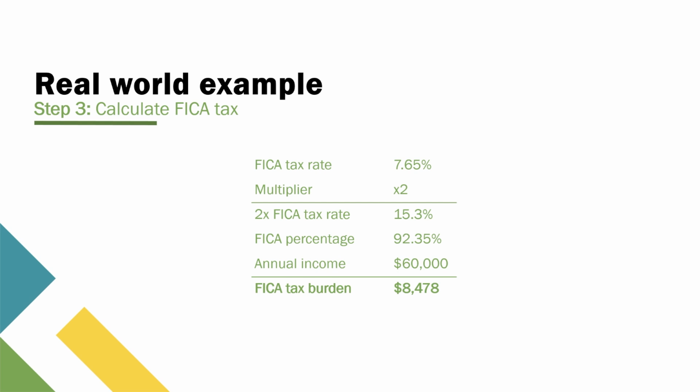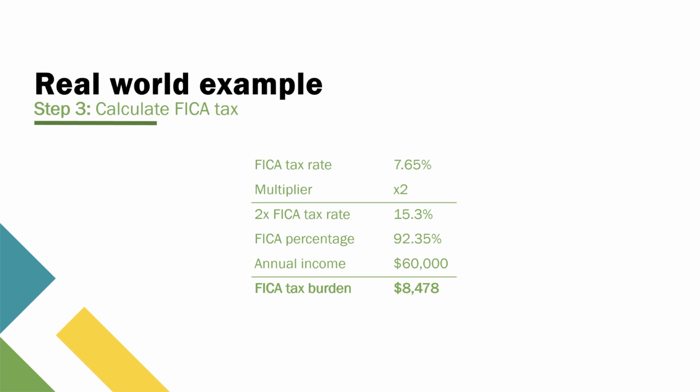So moving on here, step 3, calculate FICA tax. You might have heard of this before. FICA tax, payroll tax, Social Security and Medicare tax. These are not income taxes. These are just flat taxes that you have to pay in to fund the programs such as Social Security and Medicare. So the FICA tax rate is 7.65%.